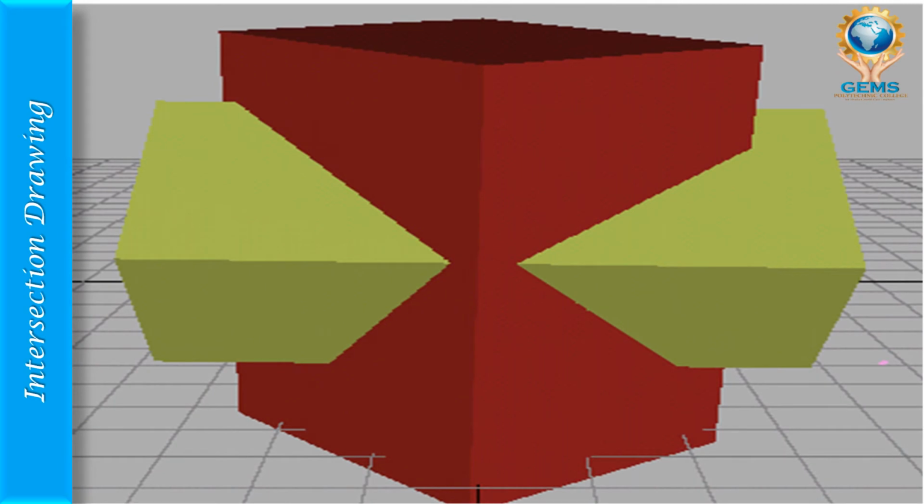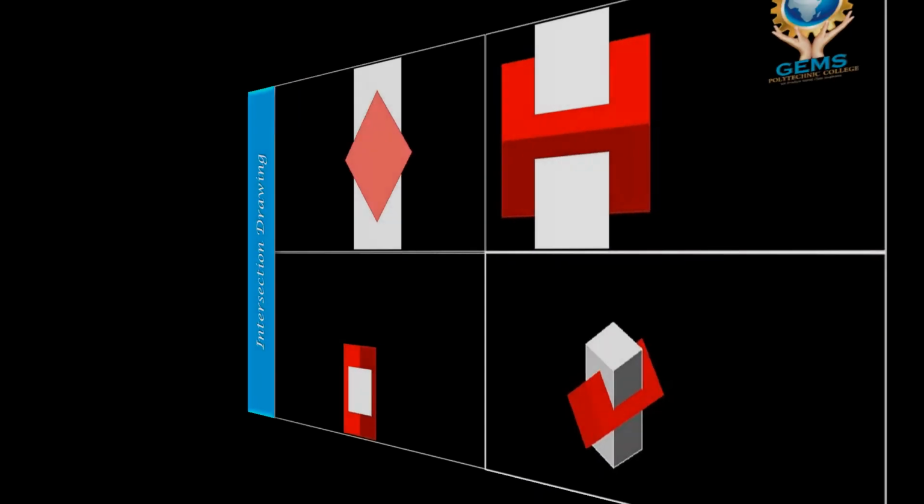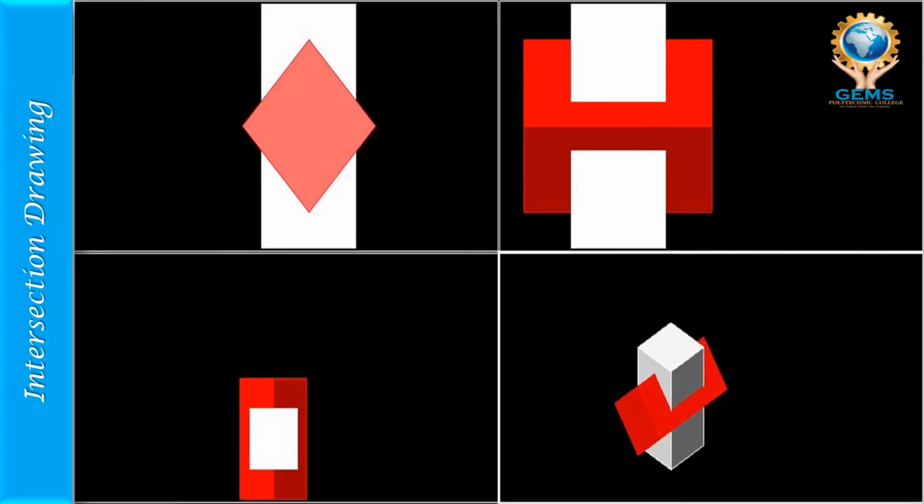When it penetrates each other, the picture will look like this. We are going to draw this image, and this, and also this. We are going to mention these three diagrams, three portions here, so we can understand it clearly.